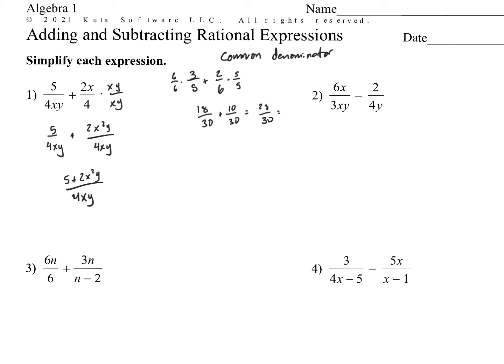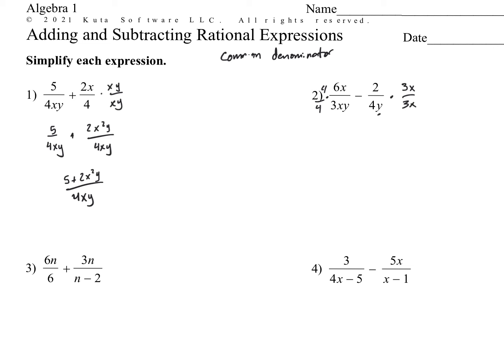Let's keep going. Number 2. I'm going to erase this, that way I have plenty of room. For number 2, similar type of problem, only we're doing subtraction, so keep your eye on the negative sign. So in order to get a common denominator, I'm going to multiply this one by 3x over 3x because I already have a y over here, so I don't need to multiply by y. And then this one over here, I'm going to multiply by 4 over 4. Now in my denominator, I should have 3 times 4 times x times y.